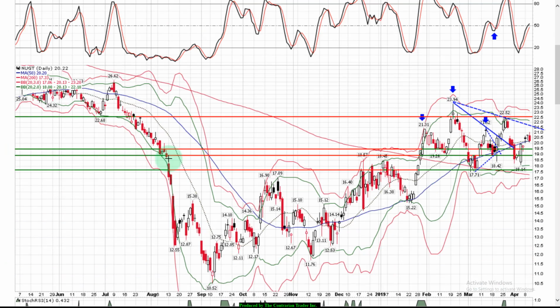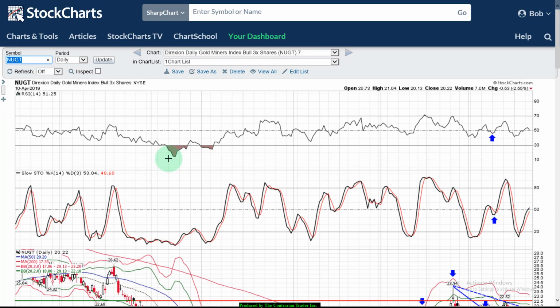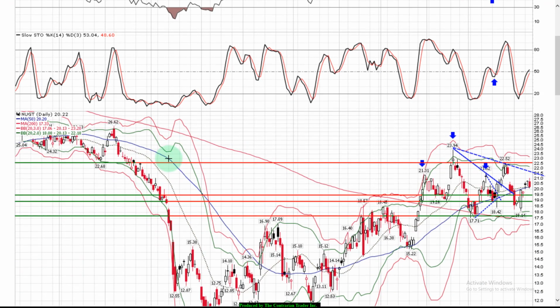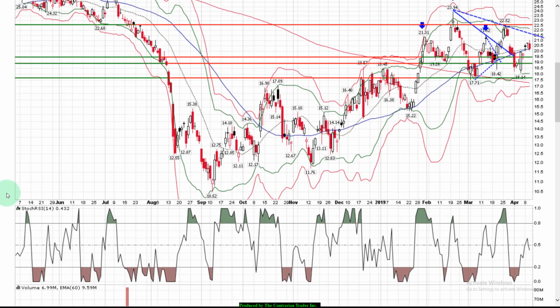NUGT. This is the leveraged ETF putting you along with the gold mining stocks. We booked profits twice already on this. We booked profits last week and then into this week when we bought back a portion of our position. And we're just watching it right now.